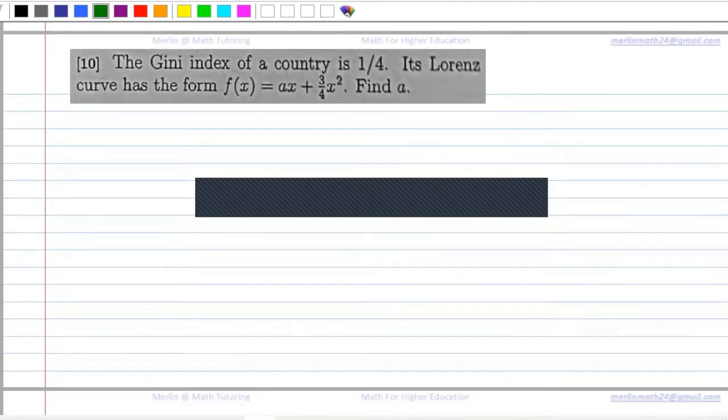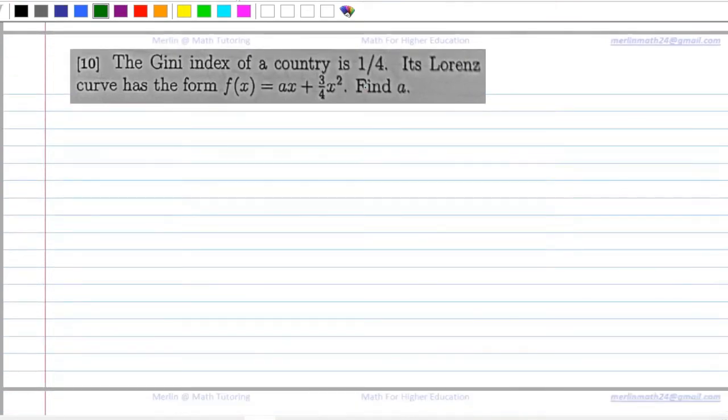Okay. So we have to find A. Now the Gini index is given. So you just write the formula. The Gini index, GI, would be 2 integral from 0 to 1 of x minus f of x, integrated with respect to x, okay? So you are reciting the formula. Now the Gini is 1 over 4, you put it on the left.